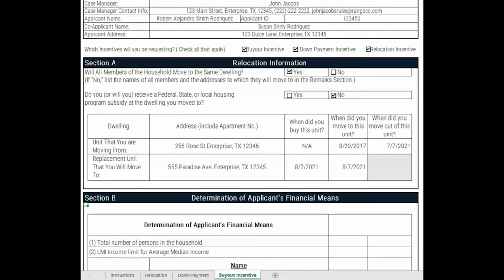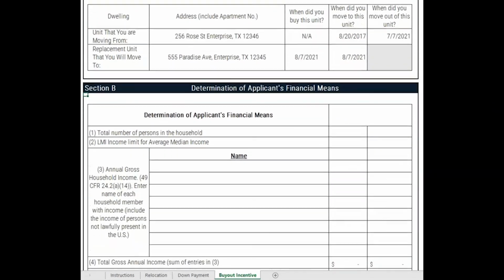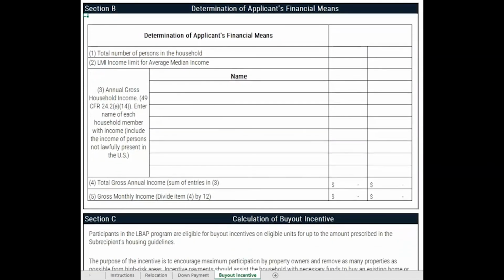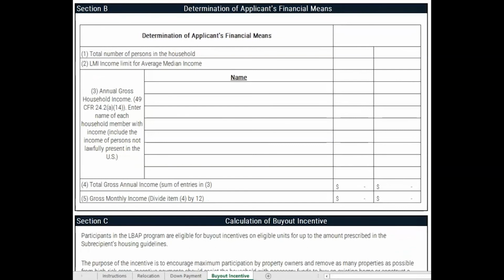Buyout Assistance Sheet, Section B. Section B of the Buyout Incentive Calculation Form is completed exactly the same as Section B in the Down Payment Incentive Calculation Form, with the exception of number 2. In number 2, applicants and subrecipients should input the LMI limit for 80% of the average median income. See the Down Payment Assistance Sheet, Section B part of this video for more information on how to complete this section.